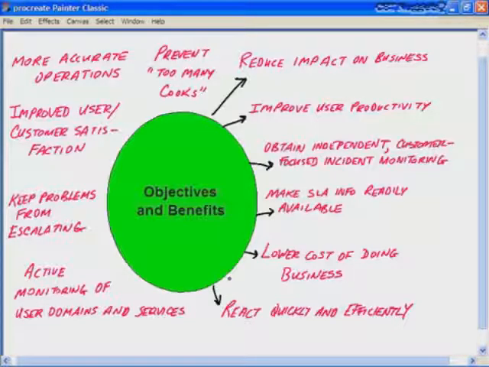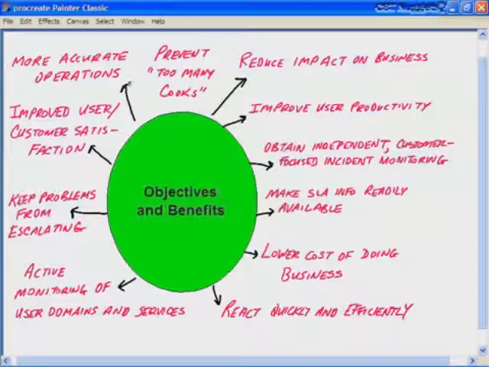One objective is to react quickly and efficiently to all incidents. We want to have active monitoring of user domains and the services that those users and customers are using. We also want to keep problems from escalating. Now that's a funny term to use because from time to time we will have to escalate the problem either vertically or horizontally to other tiers. But I'm using the term here as it relates to becoming a bigger problem. By handling incidents quickly and efficiently, we can improve our user and customer satisfaction and overall goodwill to our company.